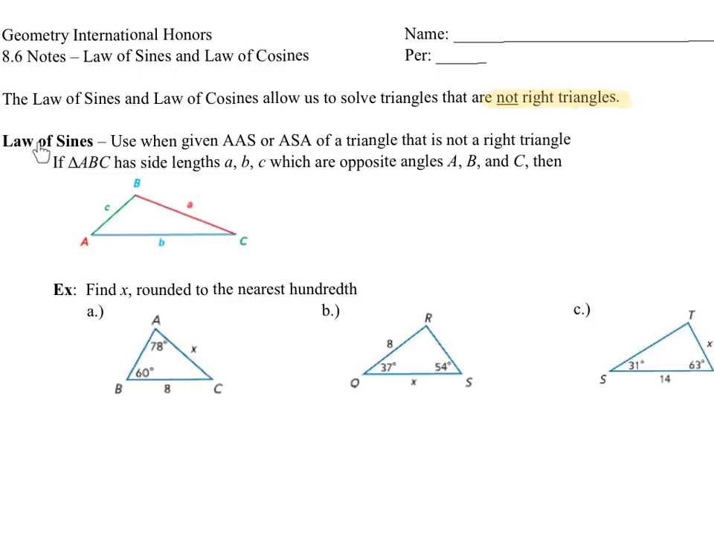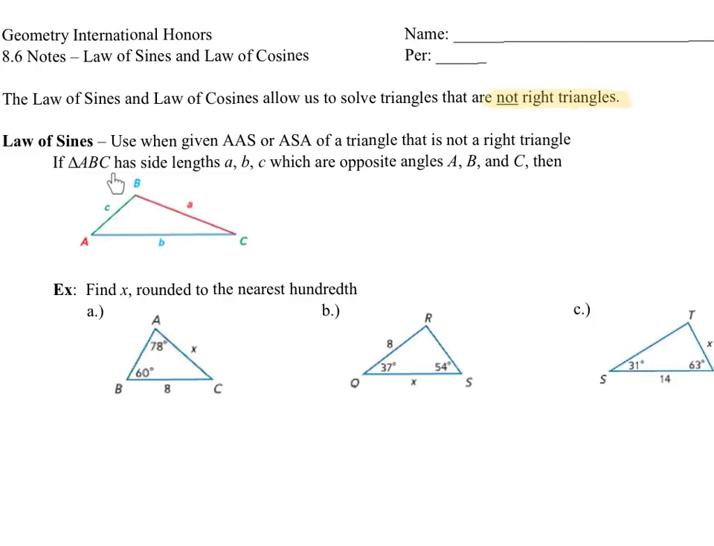It's called the law of sines, and here's what it says. First of all, we'll use this law when we're given a triangle and given the following information about the triangle. We know a couple of angles and we know a side. So it could be an angle-angle-side situation or an angle-side-angle. Doesn't really matter, but if we know a couple of angles and one side of a triangle that is not a right triangle, that's when we would use this law. And here's what it says.